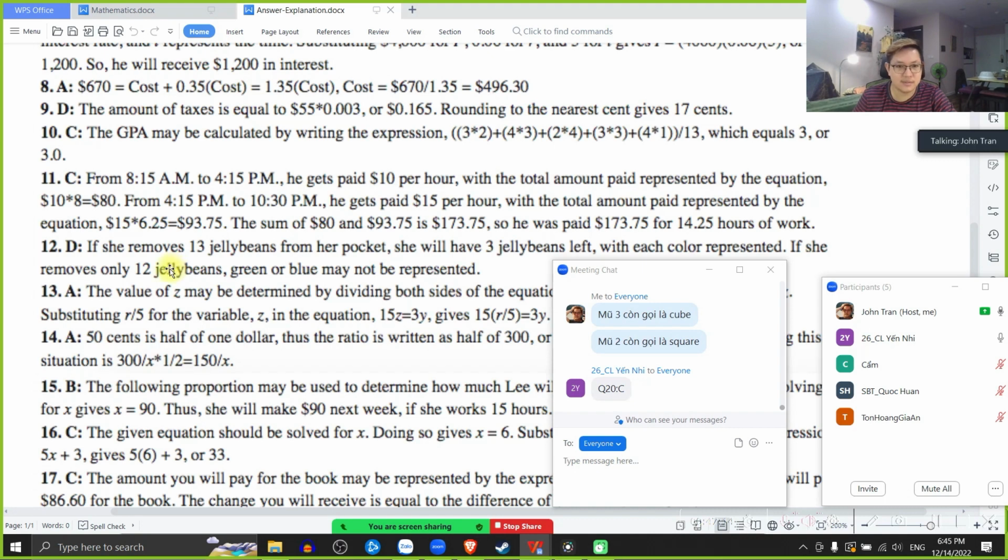Each color represented. If we remove only 12 jelly beans, green and blue may not be represented.